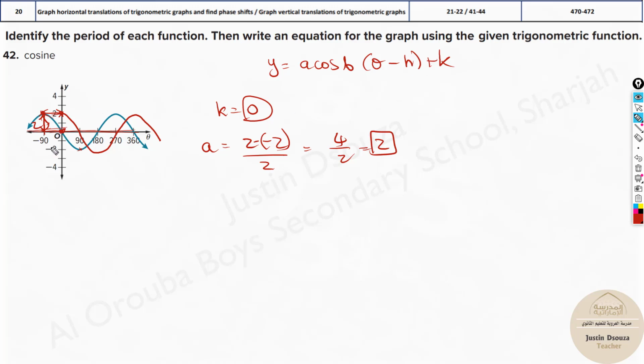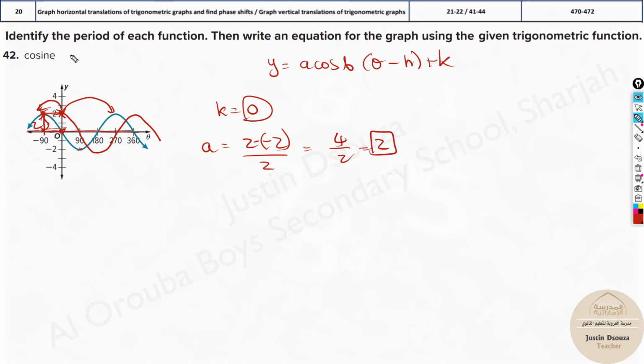Let's do the phase shift here. Actually, the cosine function should start from the maximum point, isn't it? But where is the maximum point? It's over here. Or it's over here. So which point do we take? Really, you can take any. Why? Because, let me take this one.